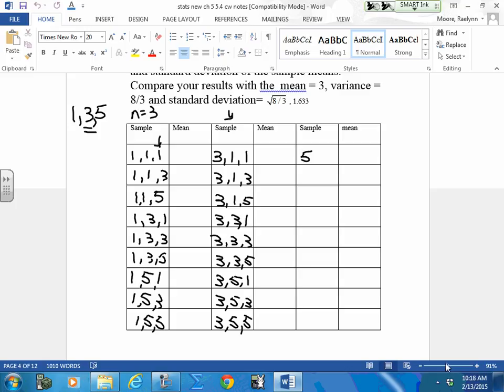Well, obviously, when we do this, we wouldn't have to find every possible sample, but we are doing it so that you can see what the sample mean is of every possible sample that we can develop and what your standard deviation is. And then we do the same thing with the 5. 5, 1, 1. 5, 1, 3. See it? I'm obviously not going to ask you to do this, but I wanted you to see how this works.